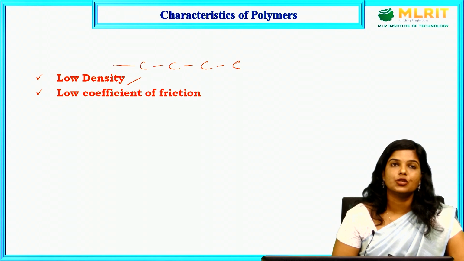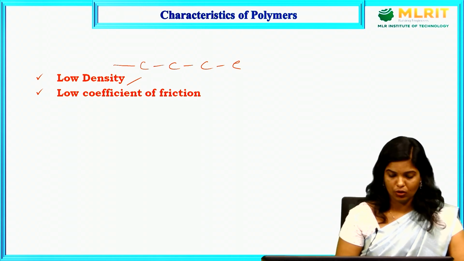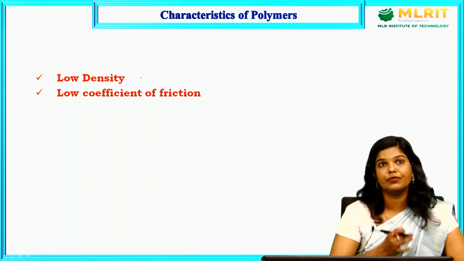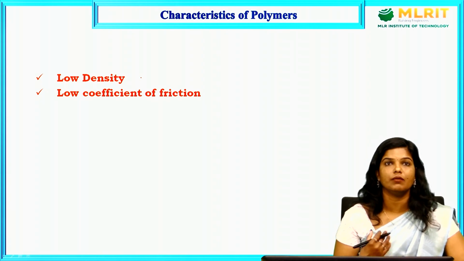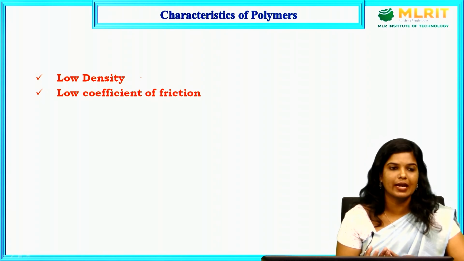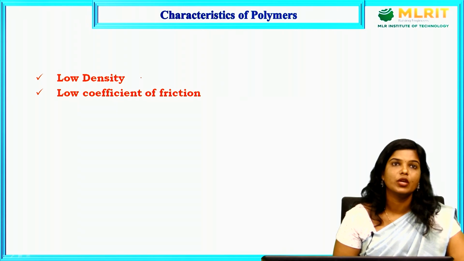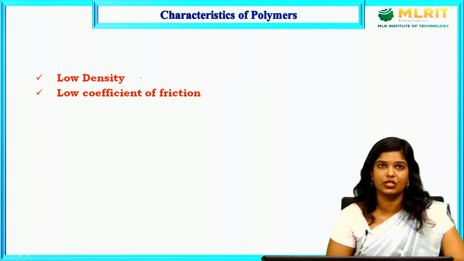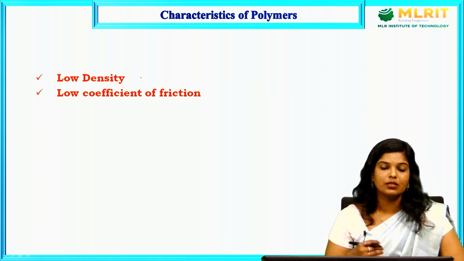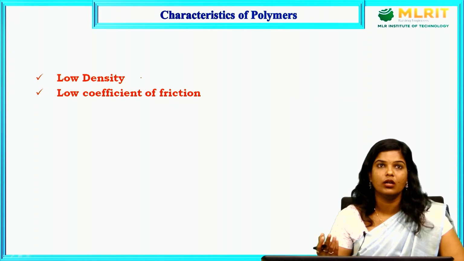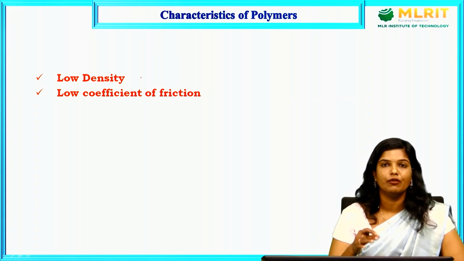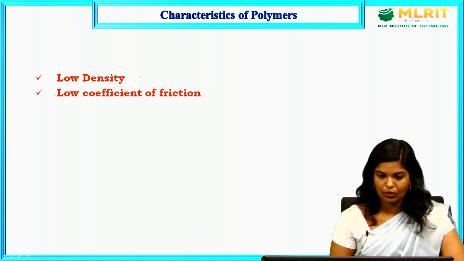Then it should have a low coefficient of friction. Why a low coefficient of friction? Because friction is where there are sliding or moving parts, right? We have to reduce the friction so that it can work better and be efficient. So, when polymers have to be used as a sealant or as an agent for reducing friction, the friction coefficient should be very low.